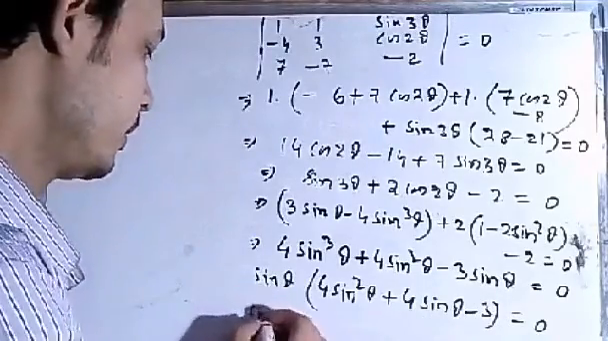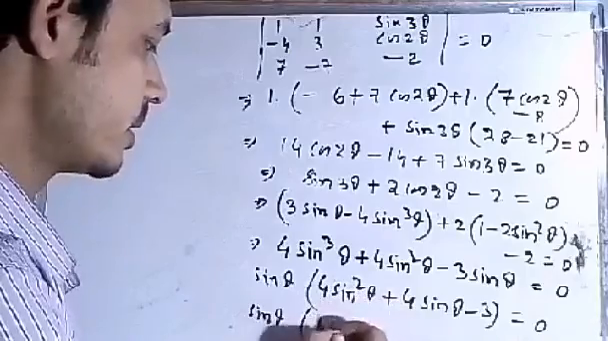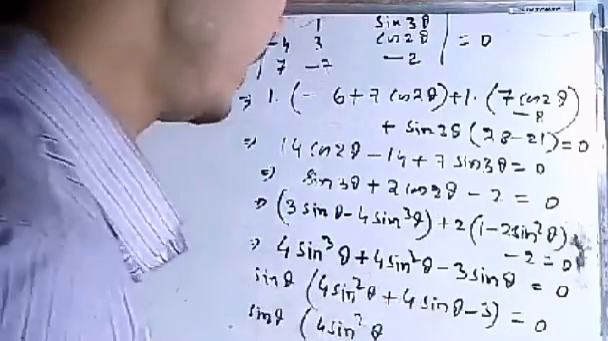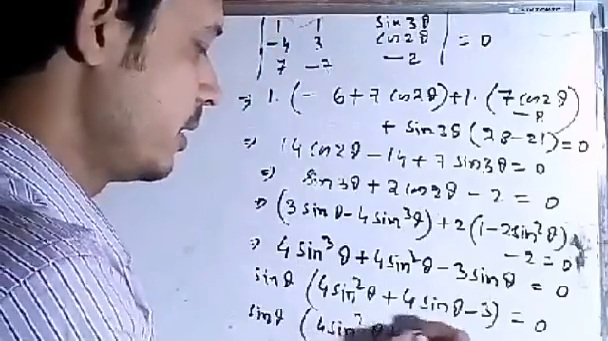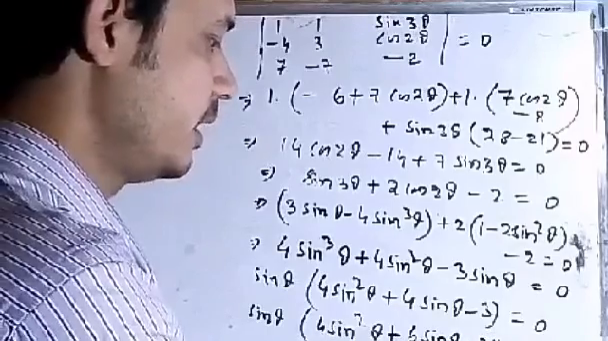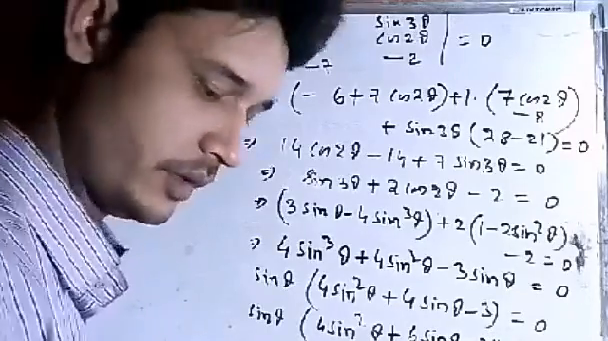Now this is equal to sine theta into 4 sine square theta, middle term factorization. So factorizing this by middle term factorization, we have 4 sine square theta plus 6 sine theta minus 2 sine theta minus 3 equals 0.